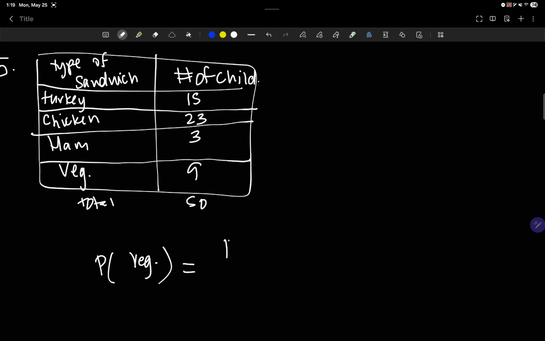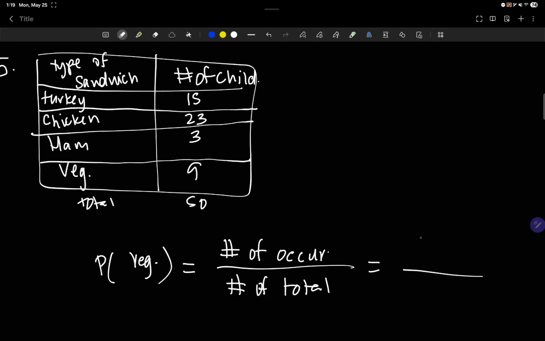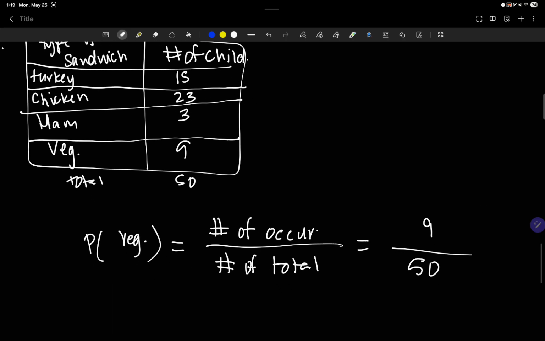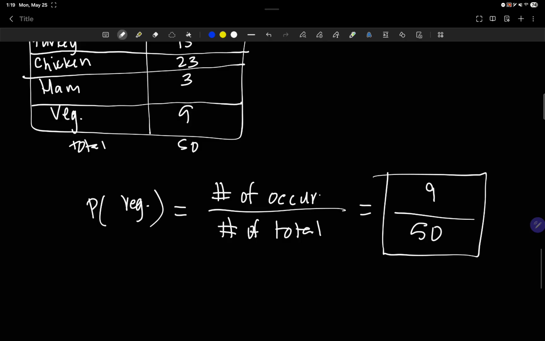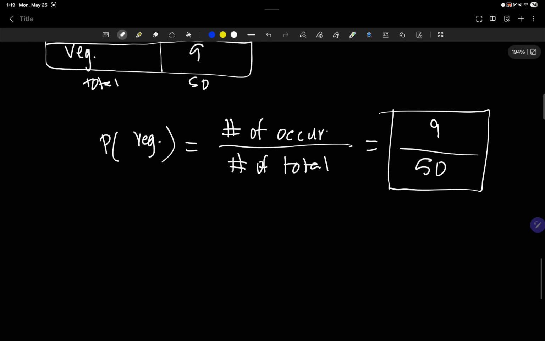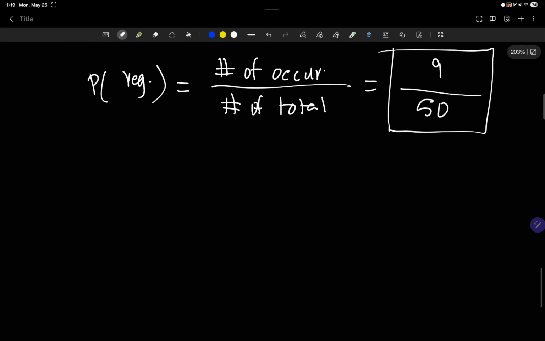Probability comes from the number of occurrences over the number of total. Veggie sandwiches was 9. How many total kids were there? 50. Looks easy enough. Based on the answer choices, that is answer choice B. I didn't write out the answer choices, but we don't always have to. I'm not a big fan of multiple choice. Sometimes it's smart to use the answer choices because it's faster, but it's better to just know how to do it.